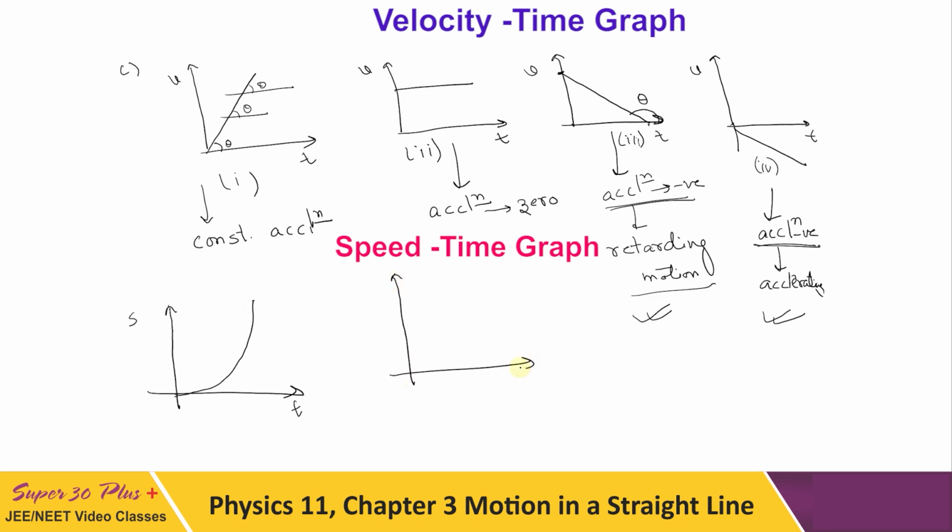Next is where velocity is constant. If velocity is constant, the slope of s versus t has to be constant, because as we discussed earlier, the slope of the s-t graph gives you velocity.